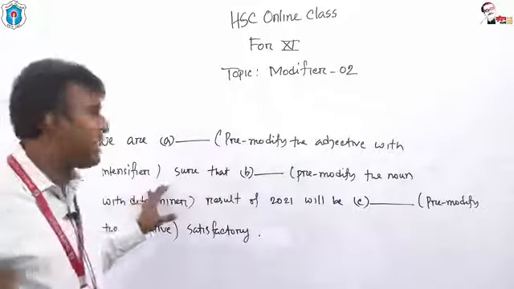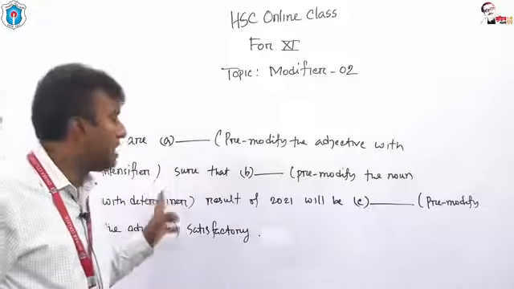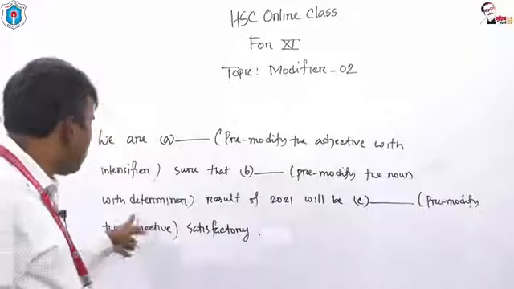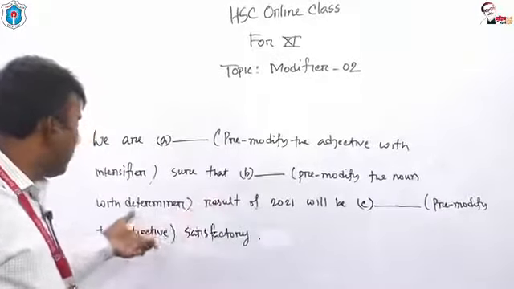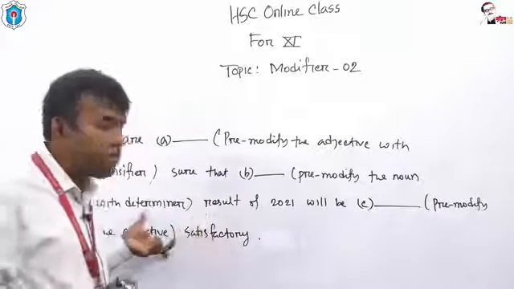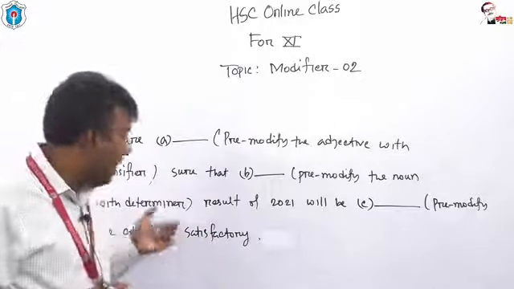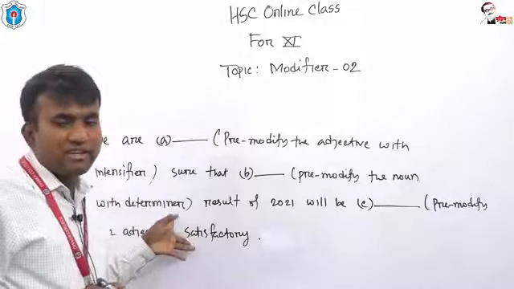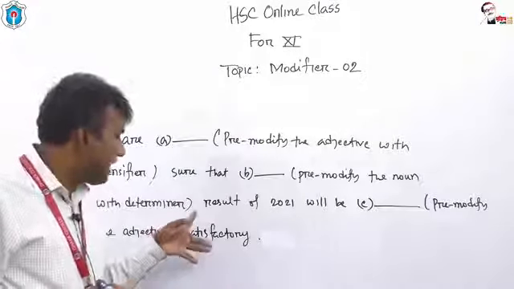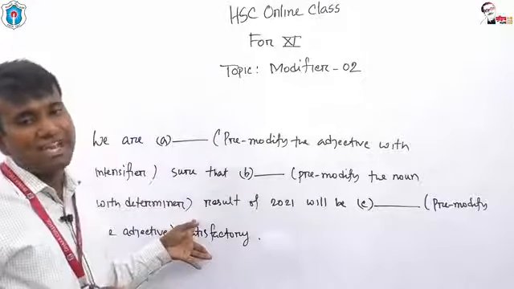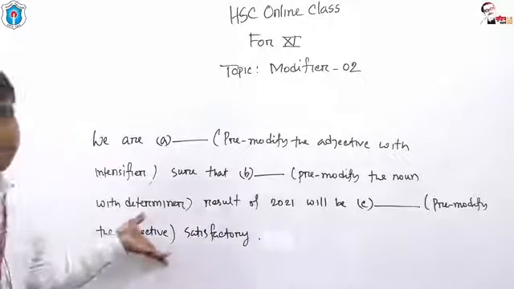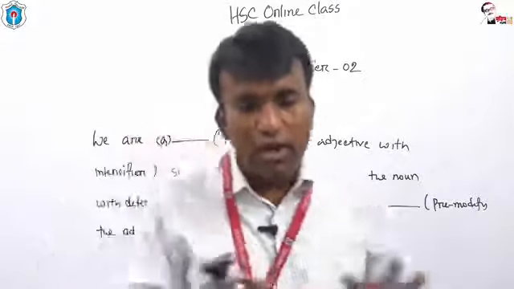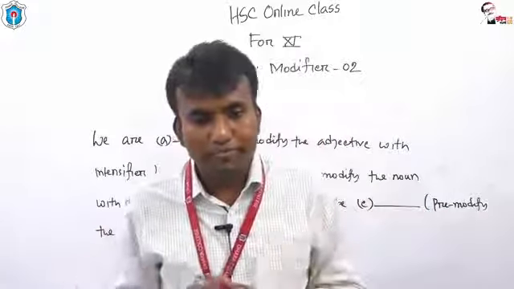Determiner means the article, the result. The result of 2012 will be dash satisfactory. You have to modify the adjective. Here you have to use again an adverb, an intensifier, because satisfactory is an adjective. That's why you have to use an adverb. You can say very satisfactory, quite satisfactory, extremely satisfactory. All of them will be answers for you.